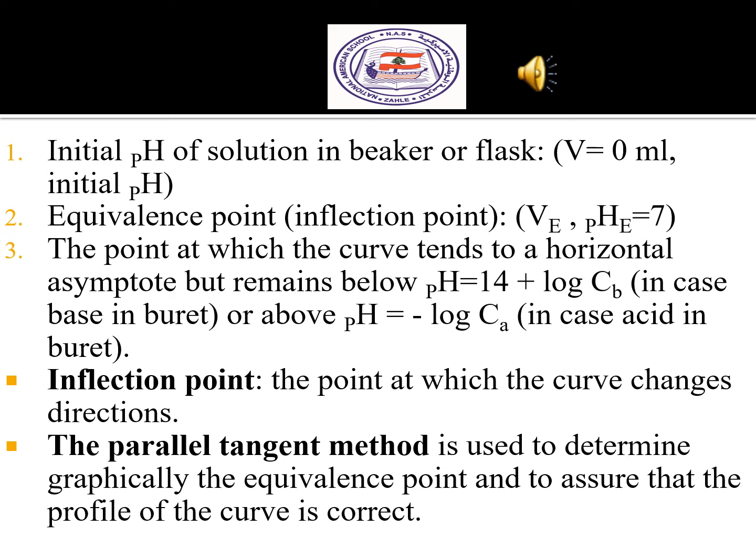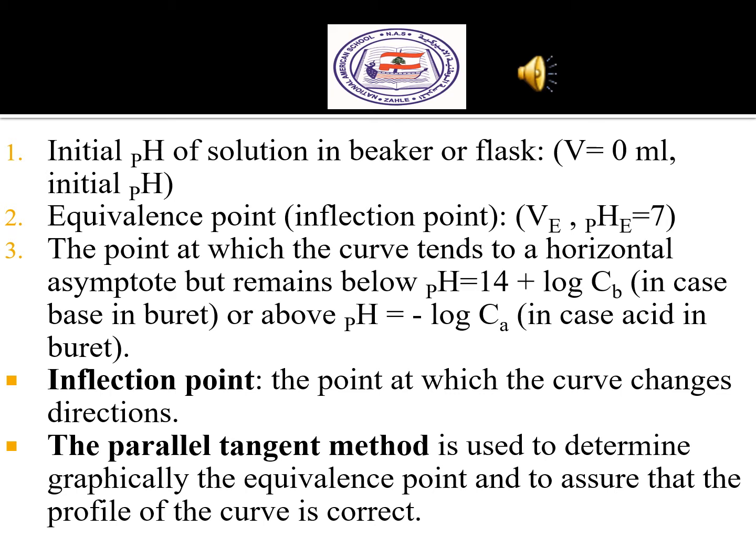Now the third point is the point at which the curve tends to a horizontal asymptote but remains below pH equals 14 plus log Cb in case the base is in the burette, or above pH equals minus log Ca in case the acid is in the burette. Later we will explain this point further.